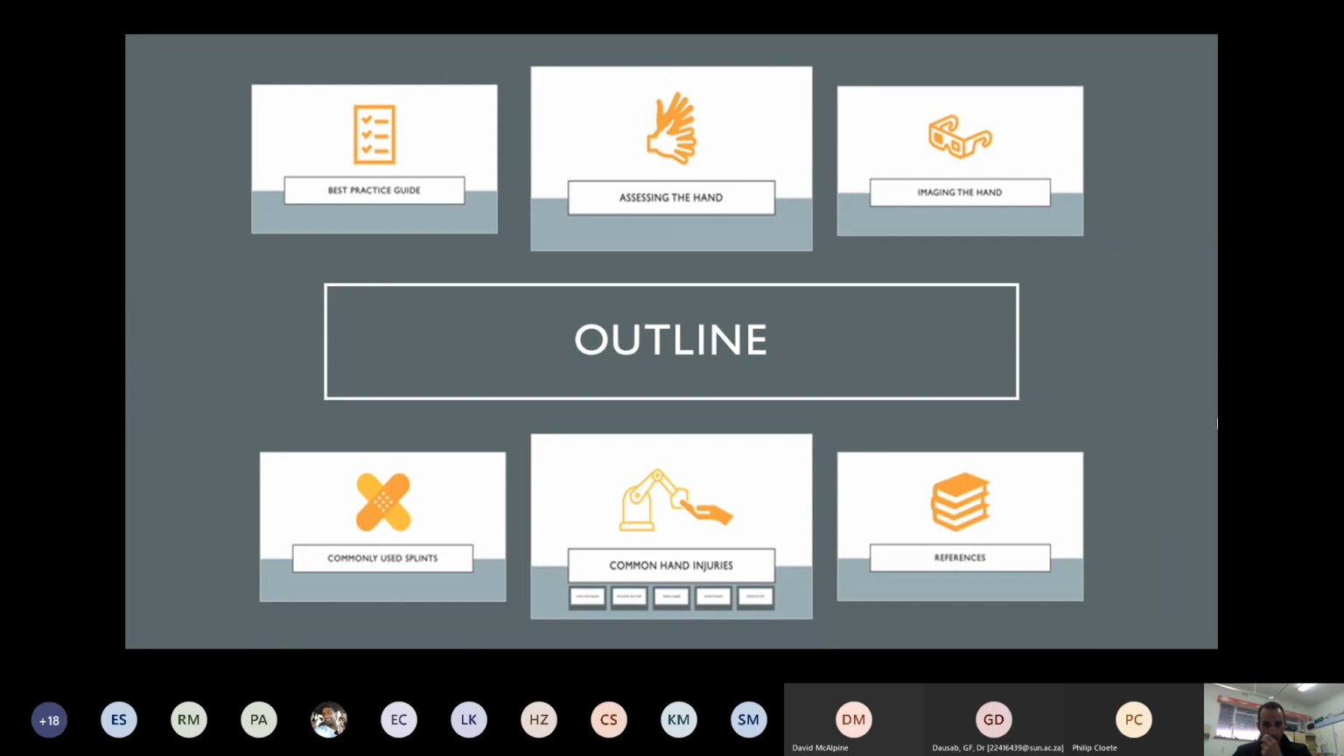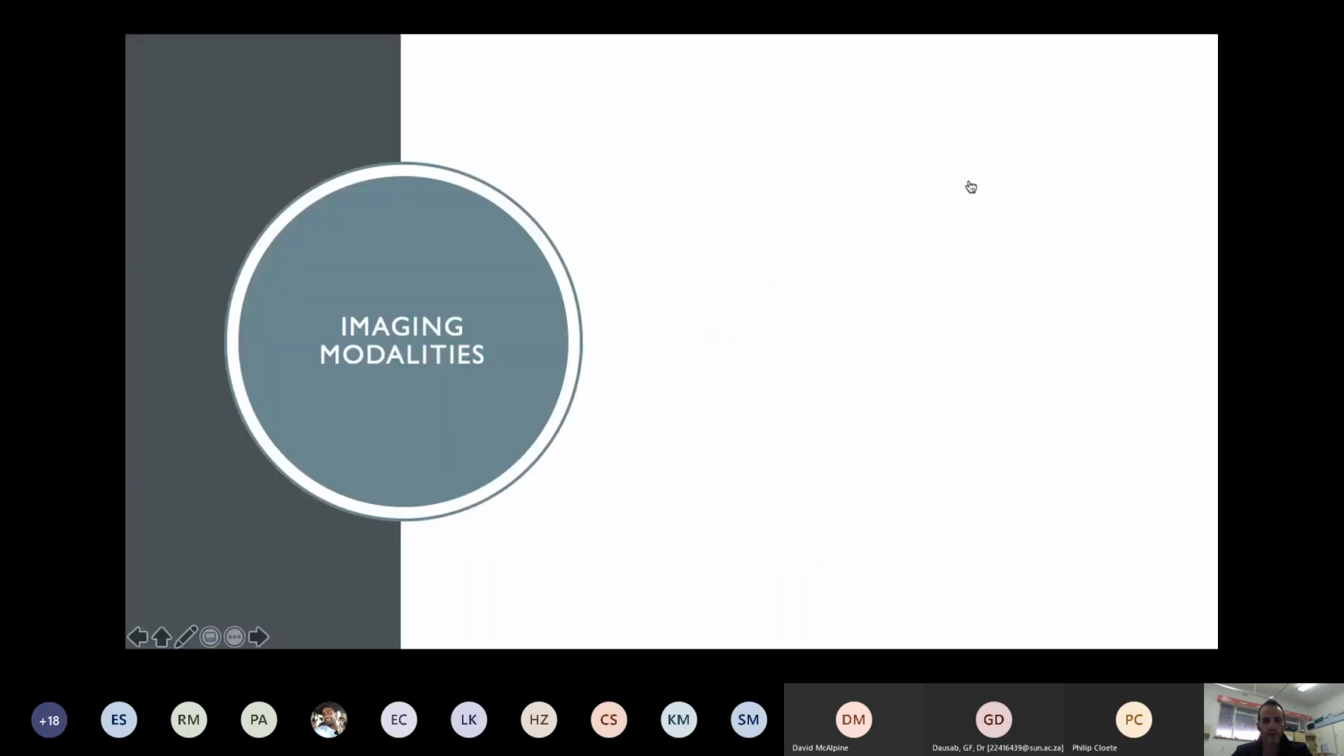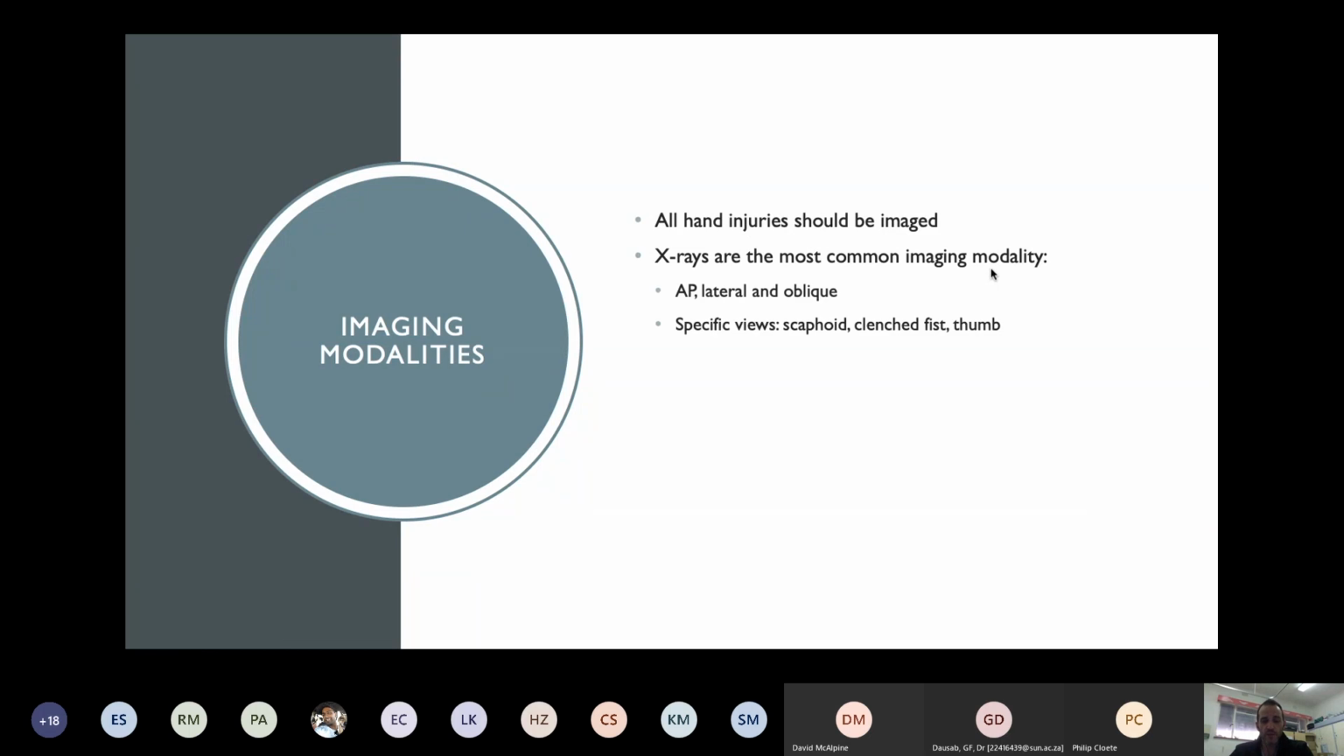Okay, I'm going to talk briefly about imaging of the hand. Obviously, imaging modalities include X-rays, which are the most common imaging modality that we have available. Most hand X-rays include an AP, a lateral, and in some cases an oblique view. And then there are specific views as well, so scaphoid, clenched fist, and thumb injuries should have a thumb view as well.